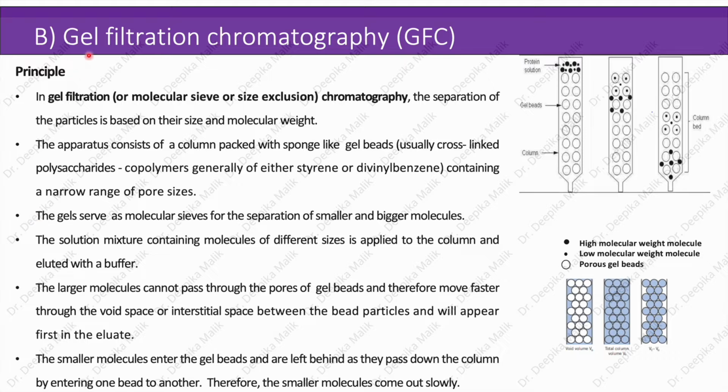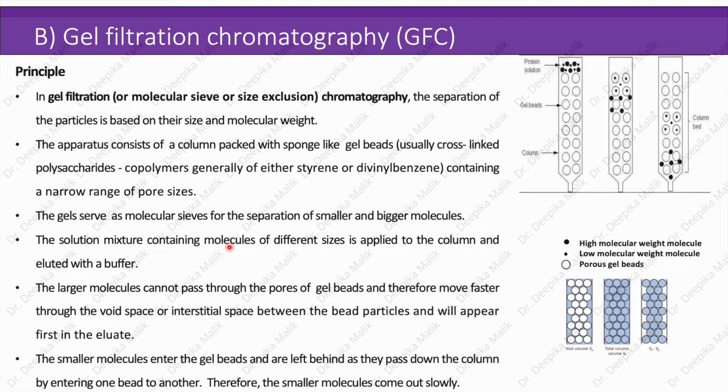Now the next type of chromatography is gel filtration chromatography, also called molecular sieve chromatography. Principle: in gel filtration chromatography, the separation of particles is based on their size and molecular weight. The apparatus consists of a column packed with sponge-like gel beads, usually cross-linked polymers or copolymers, generally of either styrene or divinyl benzene, containing a narrow range of pore sizes.